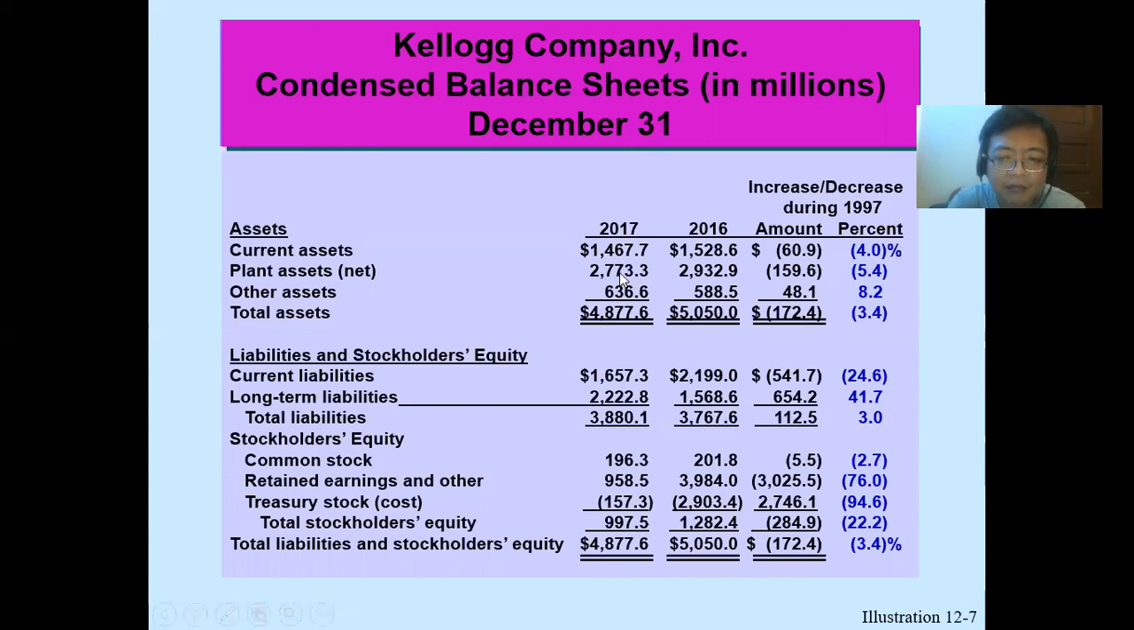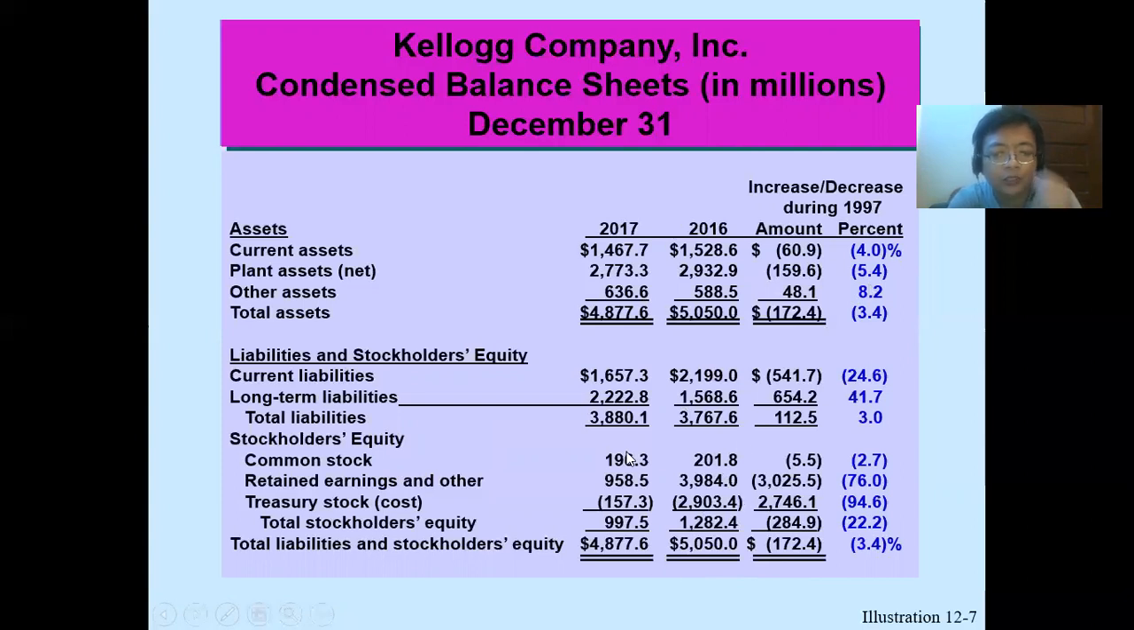Plant assets, same procedure. 2,773 minus 2,932 divided by 2,932. Or you can take this increase or decrease and just divide it by the base year. Okay? Other assets, same. 636.6 minus 588.5, you have 48.1. 48.1 divided by 636.6, you have 8.2. And so on and so forth down the statement.